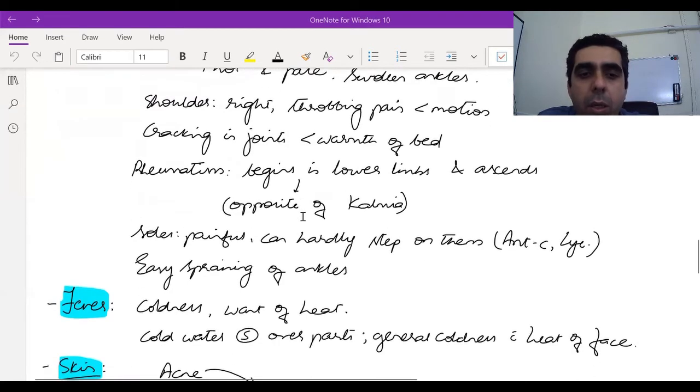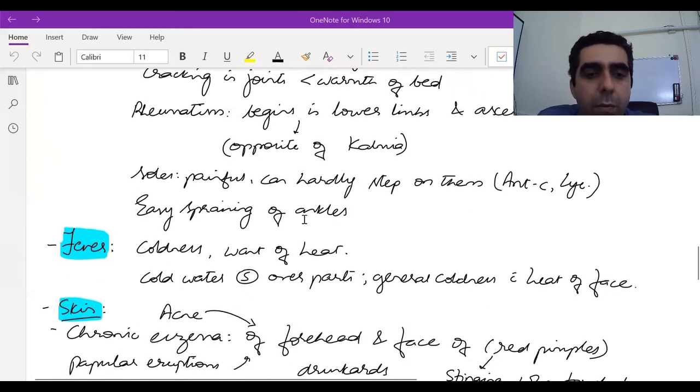Rheumatism, as I told earlier, begins in the lower limbs like ankles and feet, and ascends upward, which is the opposite direction of the remedy kalmia, where the rheumatism begins in the upper limb and extends downward. The soles of the patient needing ledum are very painful. It can be very painful when stepping on them. Other remedies like this are antimonium crudum and lycopodium. There could be easy spraining of ankles as well.